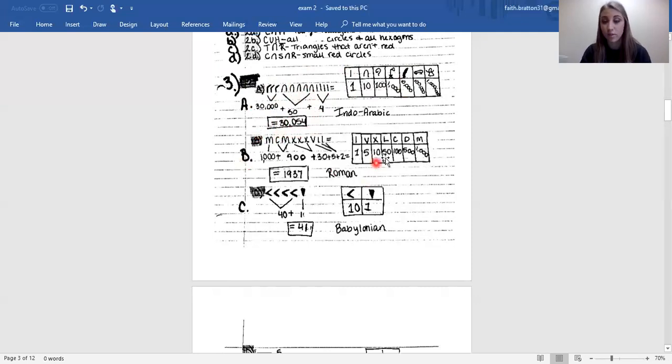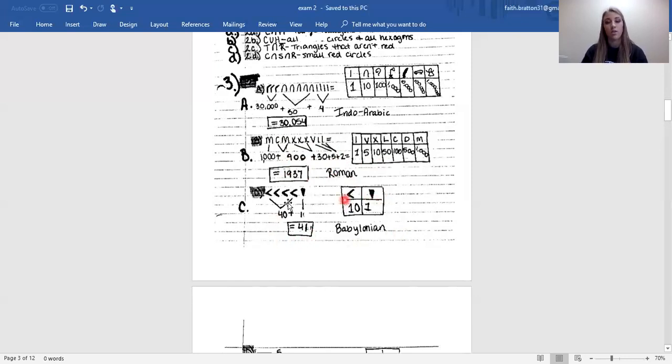For the next one, we do the same exact thing. You have your chart given with the examples, and you use the symbols to find out. M equals 1,000, so you put C and M together, and they'll make 900. Three X's are 10 each, so that means 30. V means 5, and the 2 lines mean 1 each, so that means 2. Add them all up, and that's the Roman, which is 1,937.